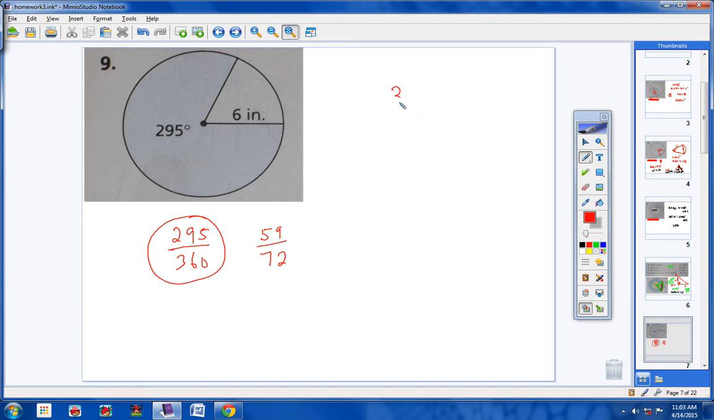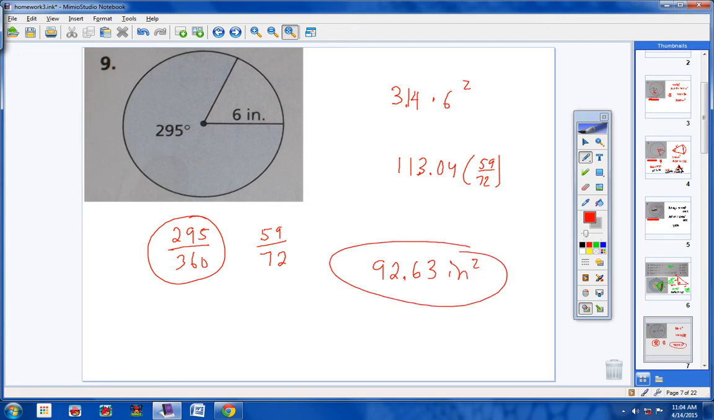Now the area of the entire circle is 3.14 times the radius squared. So 3.14 times 36 would be 113.04. Okay, that's the whole circle. Multiply that by your fraction, 59 over 72, and we should get 92.63. And by the way, if you used 295 over 360, you'll get the same answer. I'm looking at the answers right here. They have 92.68, so we are totally right on the money.